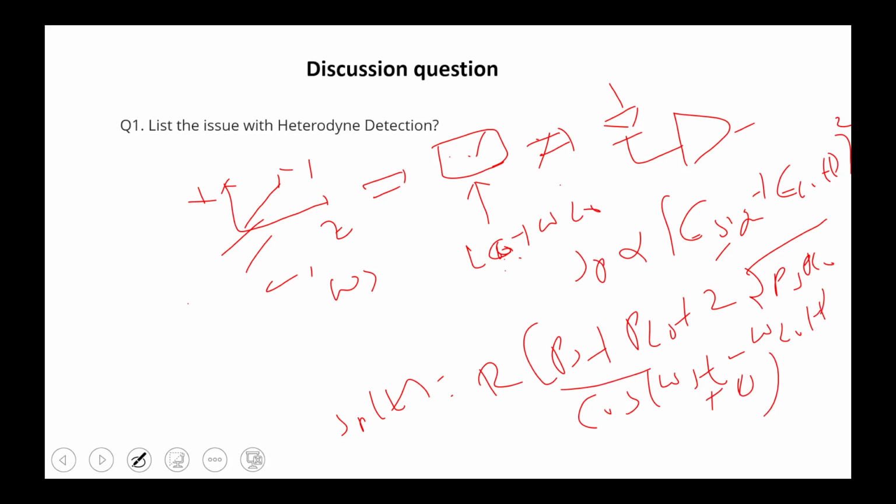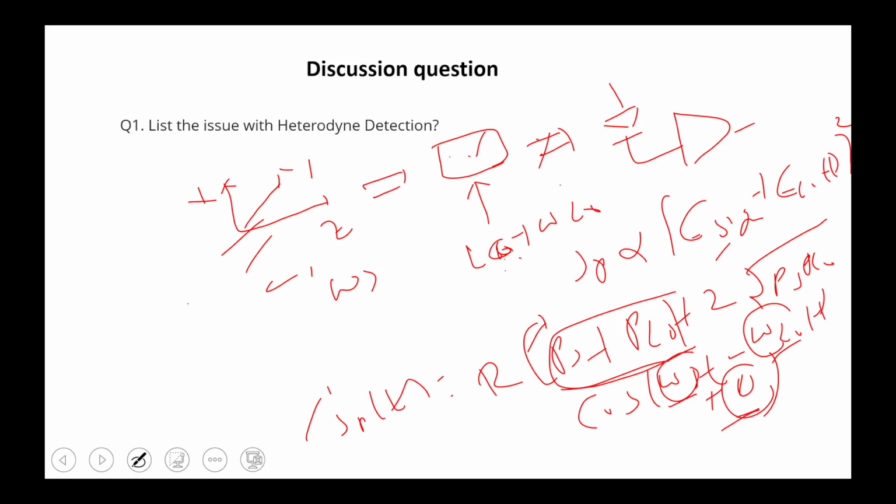P_S plus P_LO is a DC term. It is constant and it should be negligible. If it increases, the photocurrent will increase and saturate, and then it will not detect any signal. Another term is cos of omega_s t minus omega_L t, where omega_s is the signal frequency, omega_L is the local oscillator frequency, and phi is the phase. If the phase of the local oscillator signal and our original signal are not the same, or are orthogonal, then we receive the minimum signal at the output of the photodetector. So phi should be the same in that case.